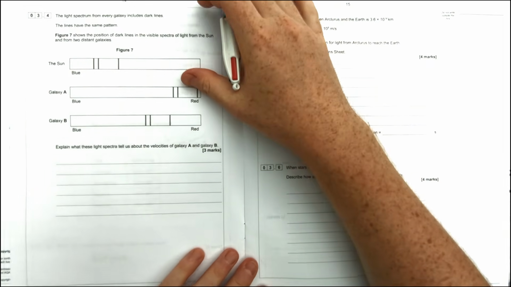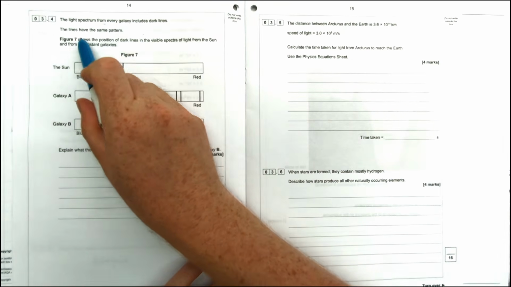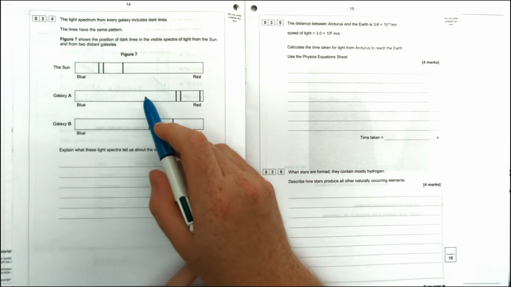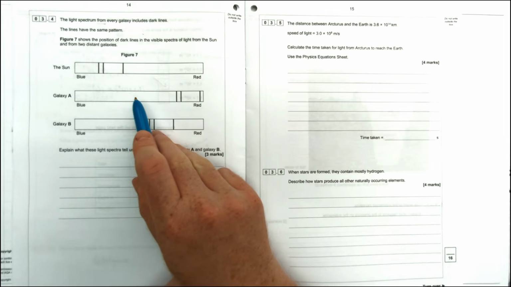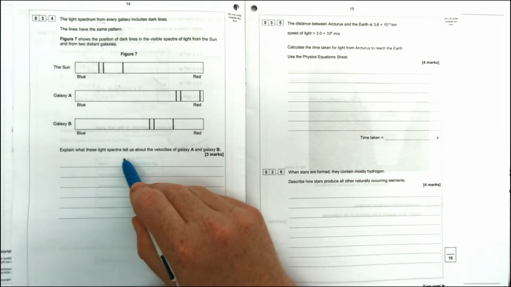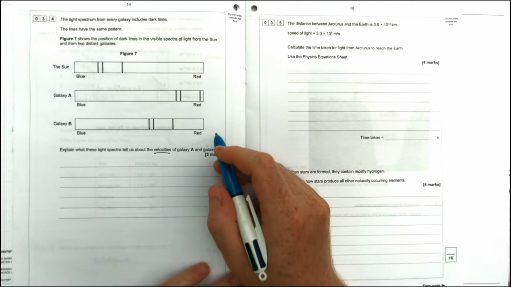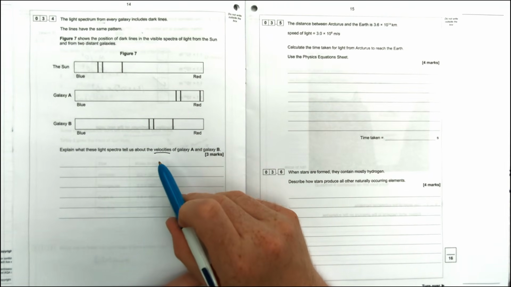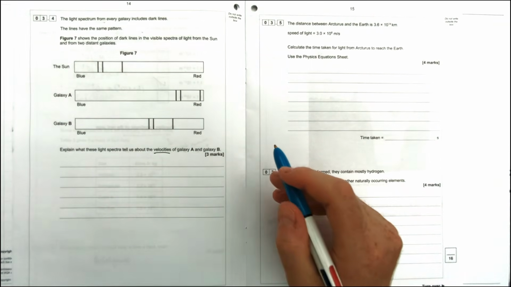Next, we've got a question all about redshift. So we've got some light spectra from different galaxies, and it says the lines have the same pattern. So the lines you see, they're all in the same form, but they've shifted to the right or a bit to the left. It says, explain what these light spectra tell us about the velocities of galaxy A and galaxy B. Now, it doesn't say speed here because it says velocity, because direction is important. So there's some obvious points we could say here.